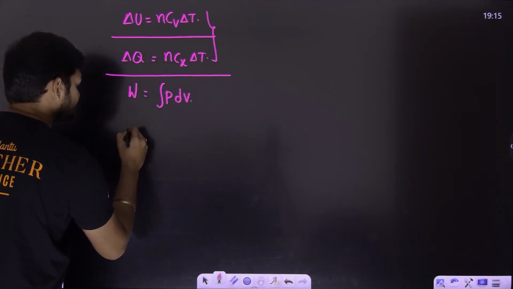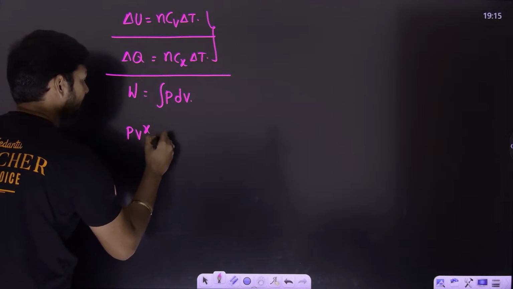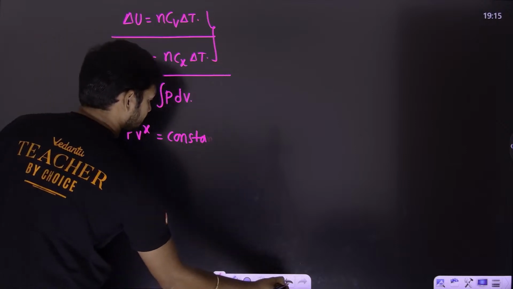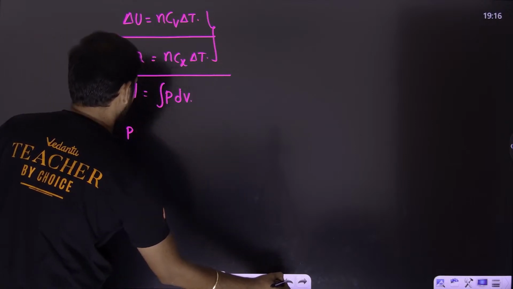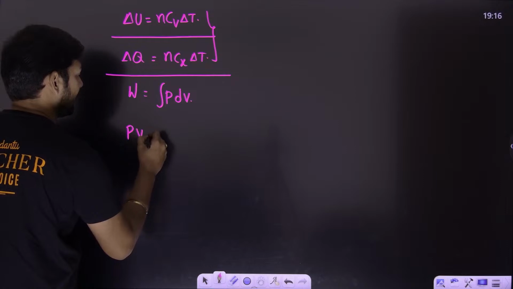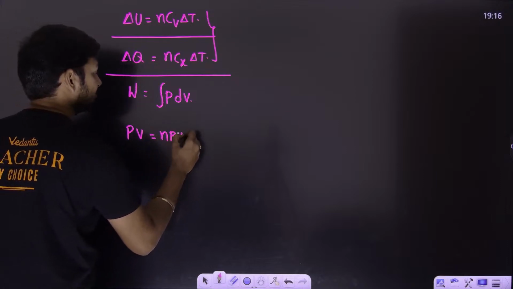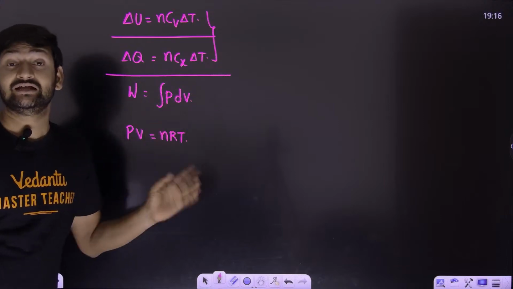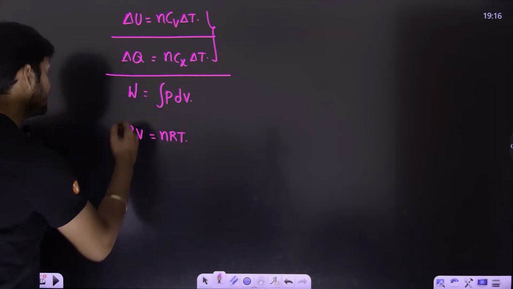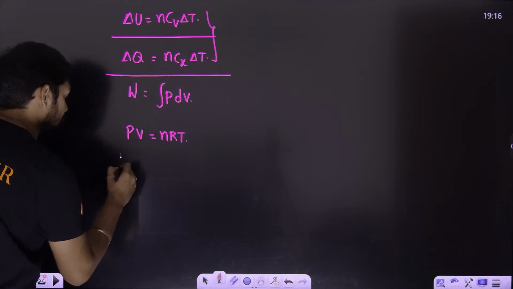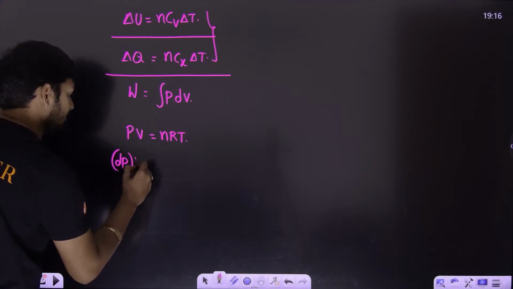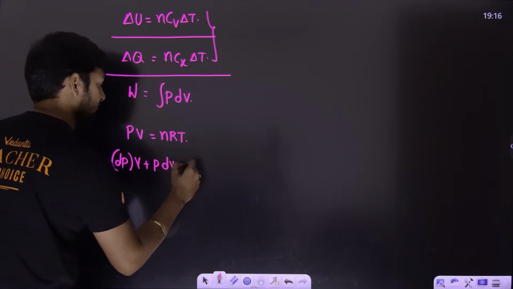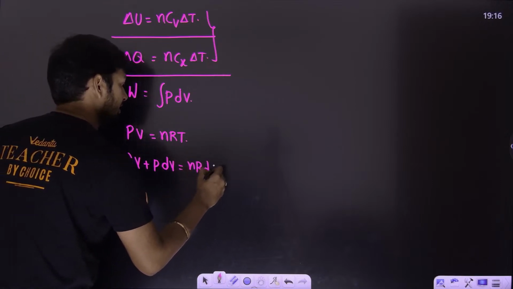The very first thing is that I have PV power X is equal to constant. Oh, not that. One second. Let me go logically. We know the ideal gas equation has PV equal to nRT. So as T is involved, I can get dT. How to get dT? By differentiation. So you have two multiplied. So first differentiate pressure, keep V as it is, and then keep P as it is, differentiate V, which is going to be nR dT.